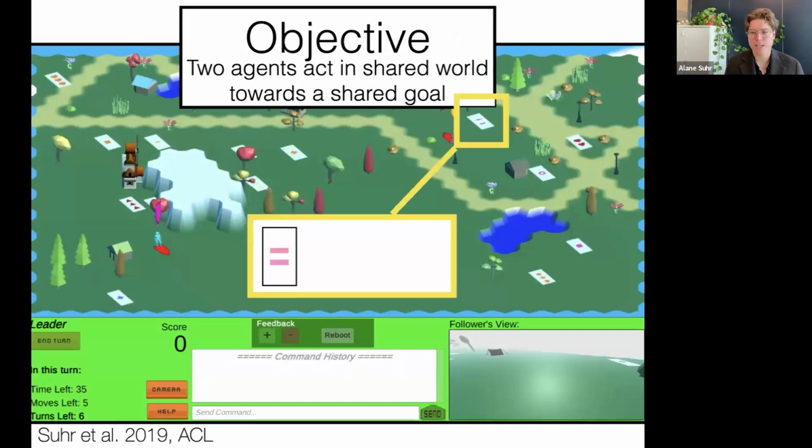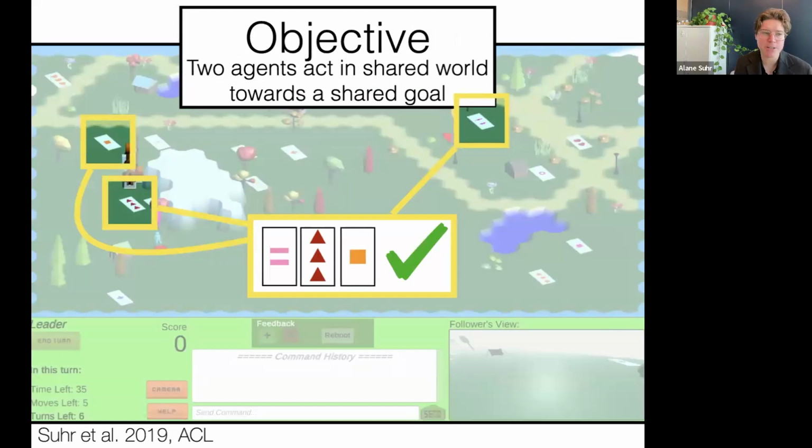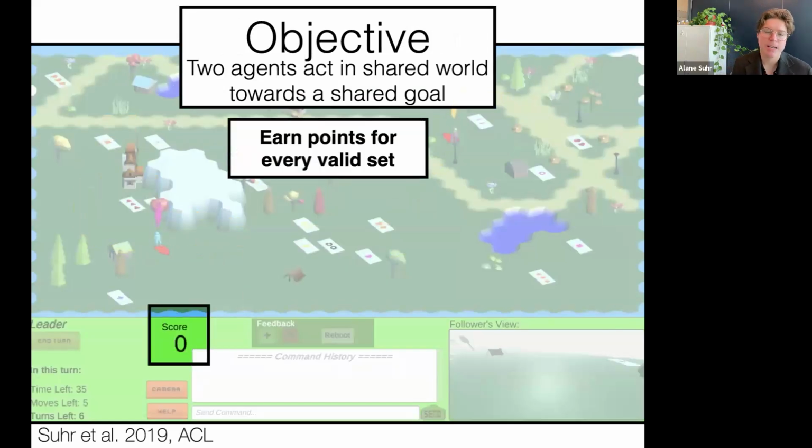So in this particular game board, maybe we'll get the 2 pink stripe card, the 3 red triangle card, and the 1 orange square card. And if we were to select all these cards at the same time, we would have a valid set and we would earn a point. And we want to maximize our score, so we want to collect as many sets as possible.